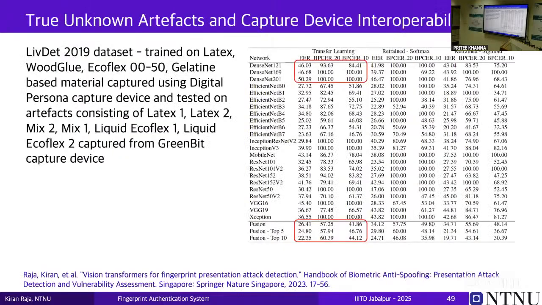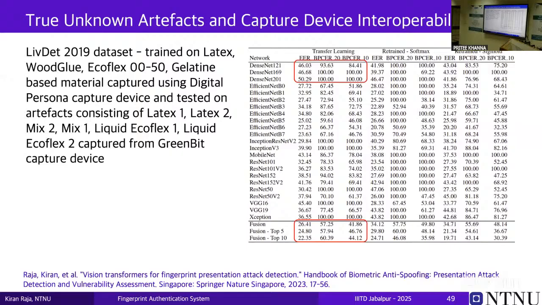And then there is device interoperability. What is device interoperability? Today I might be using a sensor from company A, and tomorrow the company might go bankrupt, and I'm forced to buy a sensor from company B. As soon as I buy it from company B, you see that the error rates shoot up. The error rate is 46%, and in the case of the fusion, it's still 26%, which means 26% of the time I'm not able to detect somebody who's trying an attack. So that is not good.